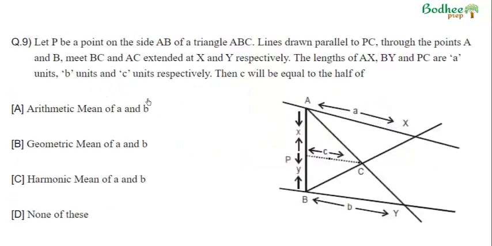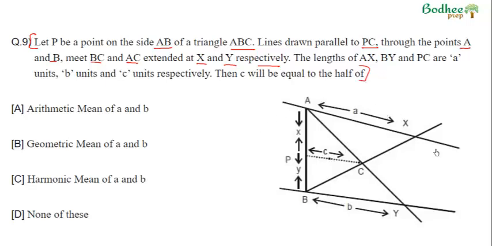Now let's read the next question. Here it says: let P be a point on side AB of a triangle ABC, and a line drawn parallel to PC passing through A and B meets BC and AC extended at X and Y respectively. And the lengths are also given. The major challenge for this question is whether we can draw the diagram by reading this statement. That is the major challenge, right? If you can draw it, then 80% of the work is done.